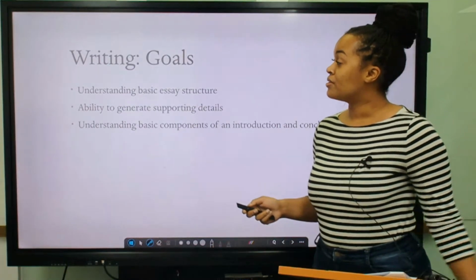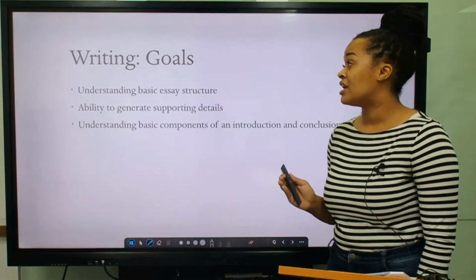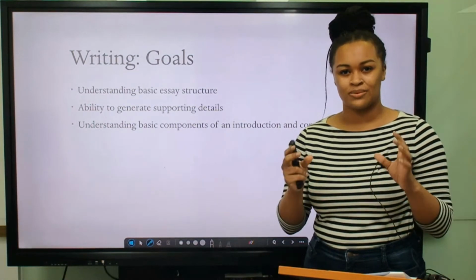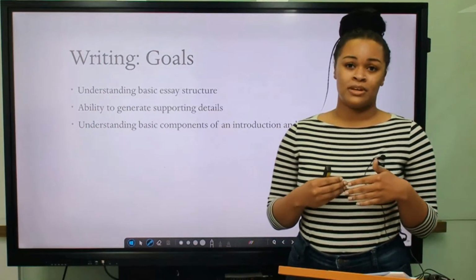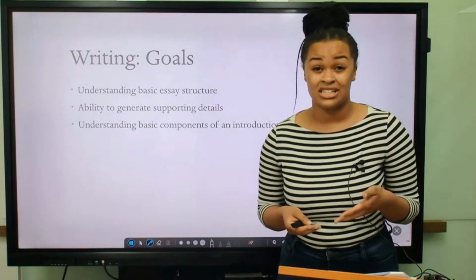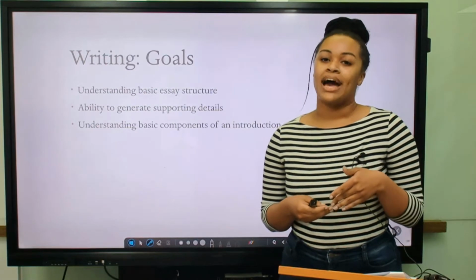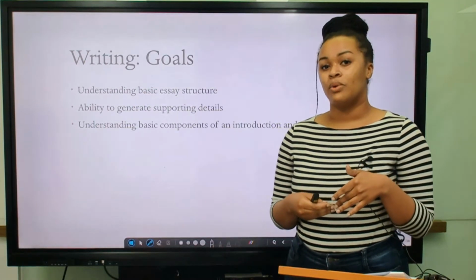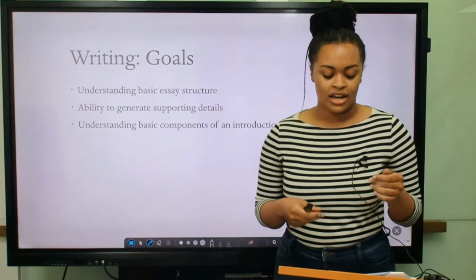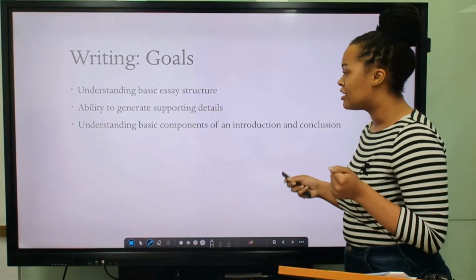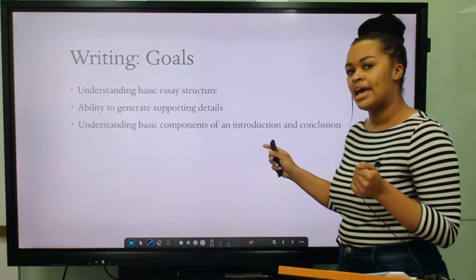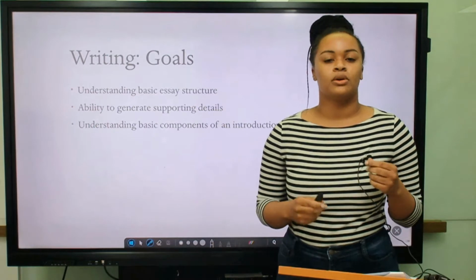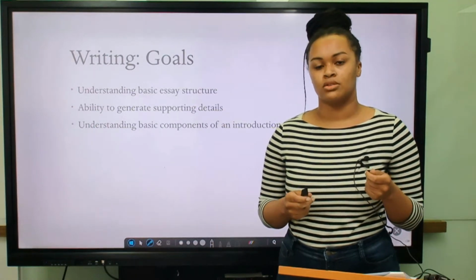So my writing goals: I hope that the students will be able to understand basic essay structure. Right, so introduction, 2 bodies, 1 conclusion. I want them to be able to generate supporting details for their body paragraphs by asking themselves WH questions, so who, what, when, where, why, and how. And then I also want them to understand basic components of an introduction and conclusion. That is an area where a lot of my students struggle, so we're going to try and spend a lot of time working on those 2 things.